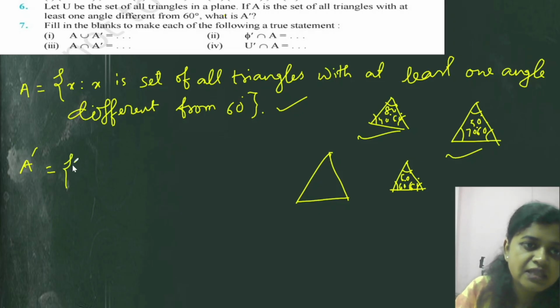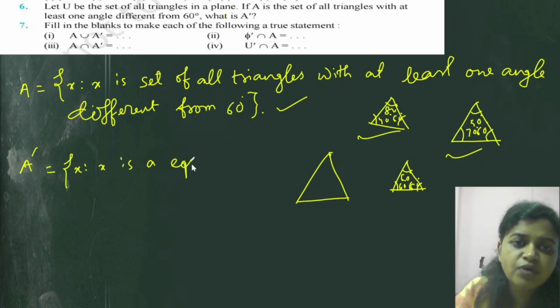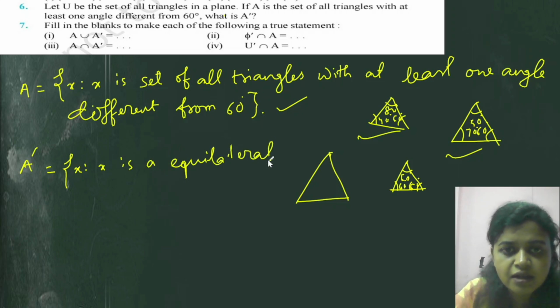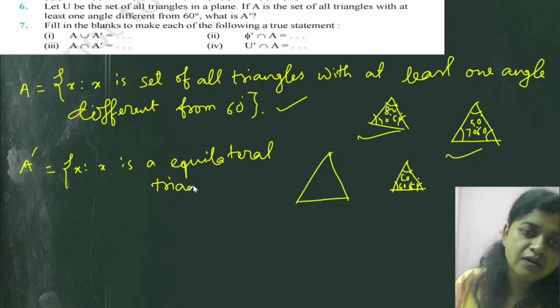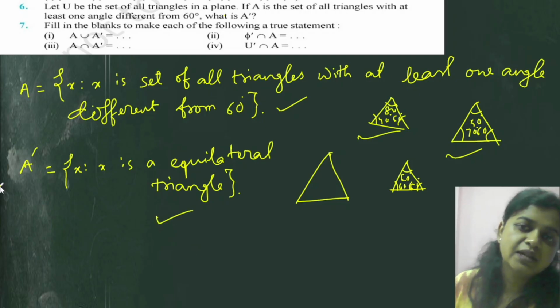So the result would be X such that X is an equilateral triangle. Done. So X is an equilateral triangle. This is the answer of A complement. Clear?